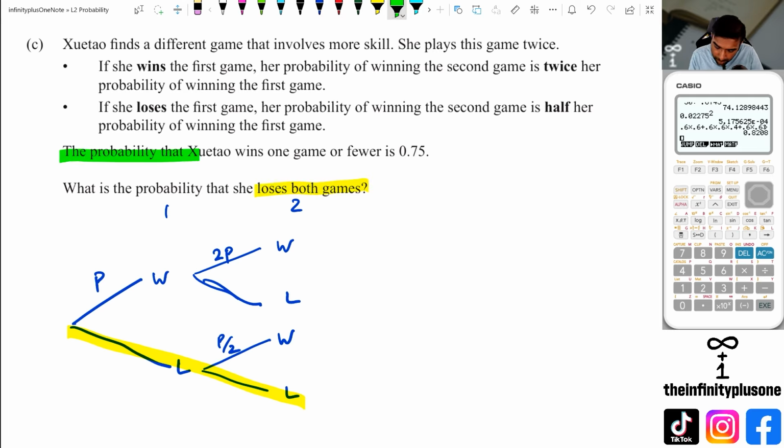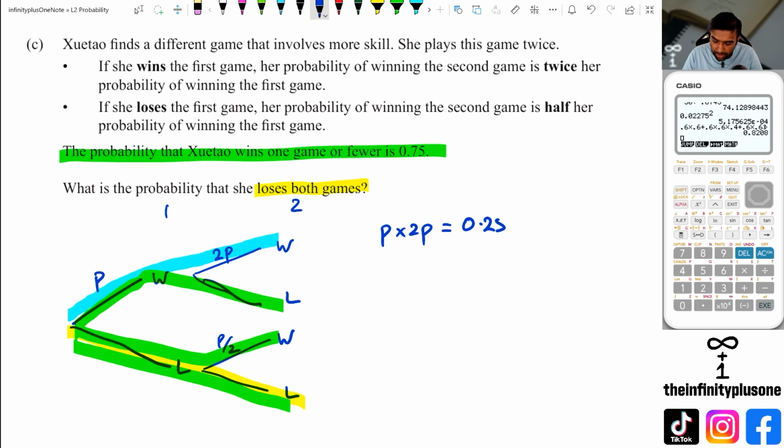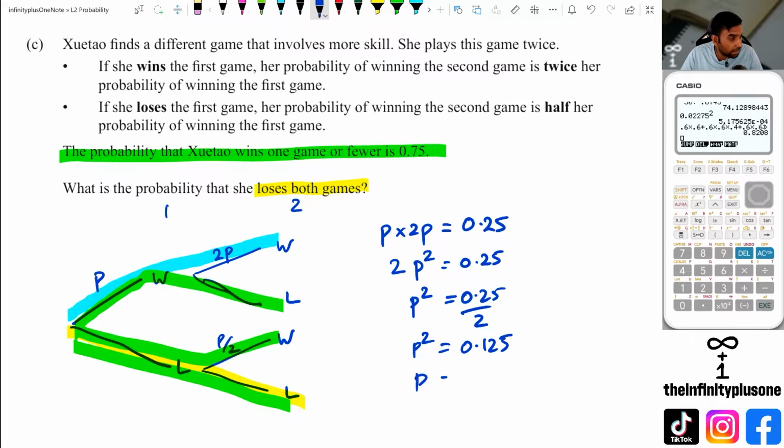Now this part here, the probability that she wins 1 game or fewer is 0.75, is basically the green branches, they all add up to 0.75, which means the blue branch is going to be 0.25. Because remember, all the branches, they all add up to 1. So the blue branch is P times 2P equals 0.25, which means 2P squared equals 0.25. P squared is equal to 0.25 divided by 2. P squared is equal to 0.125. And P is equal to square root of 0.125.